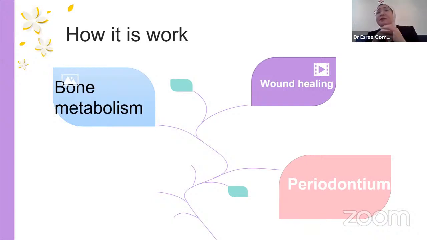Diabetes affects the periodontium and the success of implants in many ways. Insulin, of course, affects bone metabolism. Diabetes affects wound healing. And we know that there is a very intimate relation between periodontium destruction and hyperglycemia.